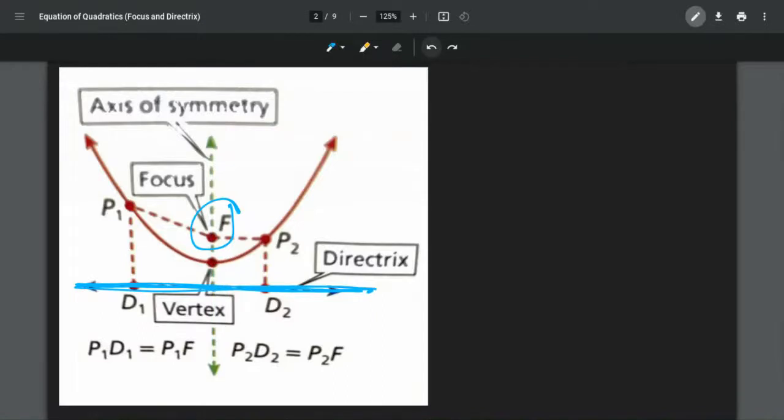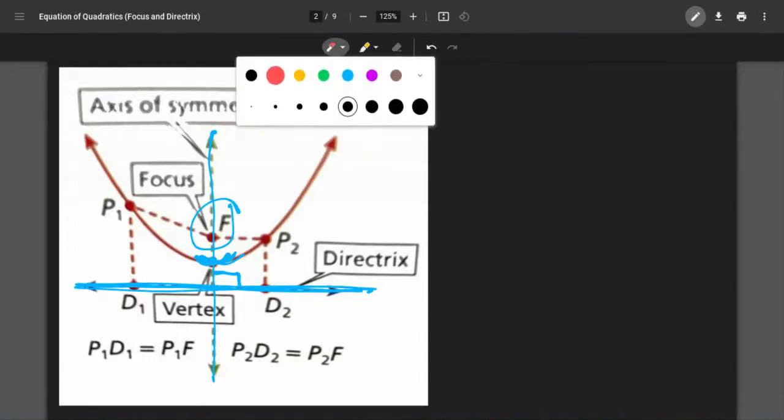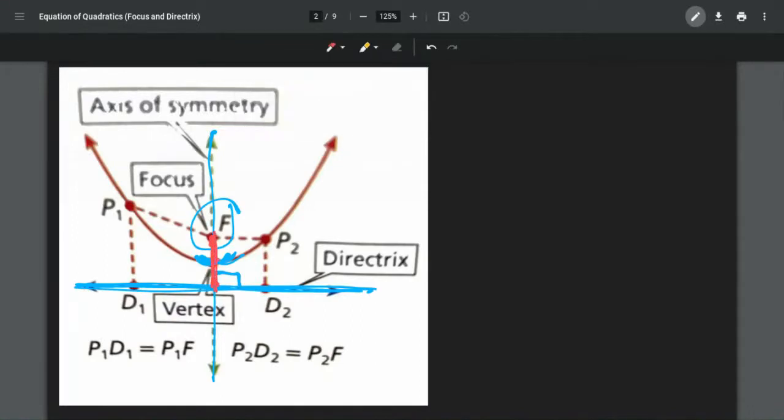perpendicular to its directrix and the axis of symmetry will pass through its vertex. Passes through the vertex. The vertex of a parabola is the midpoint of the segment connecting the focus and the directrix. Midpoint, halfway. So again, a lot of vocabulary.